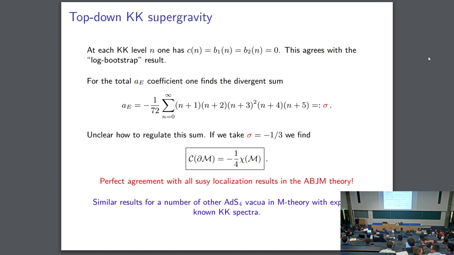I assume that if you do zeta function regularization, you come with the minus 1/3. You assume correctly, yes.